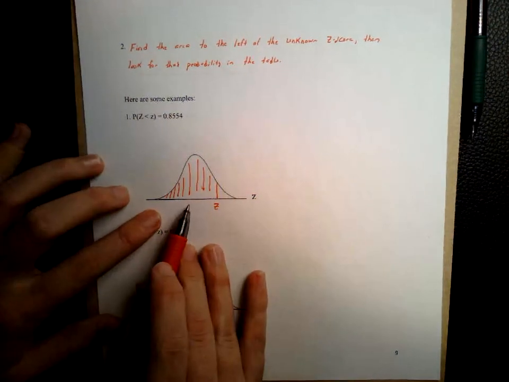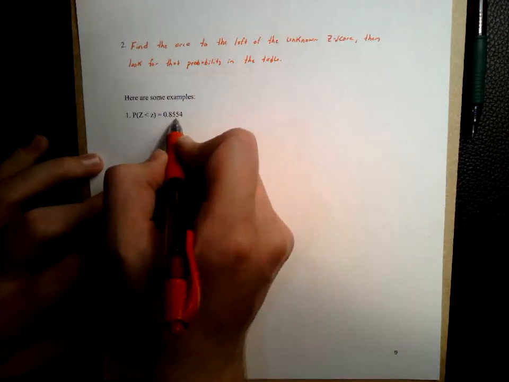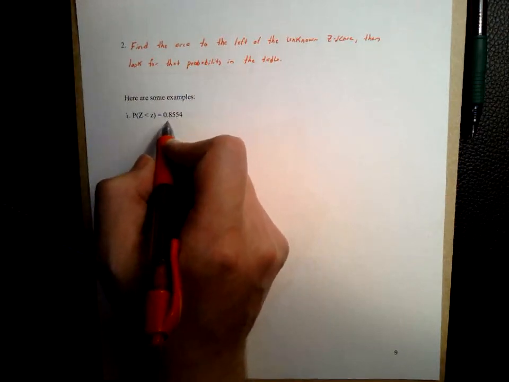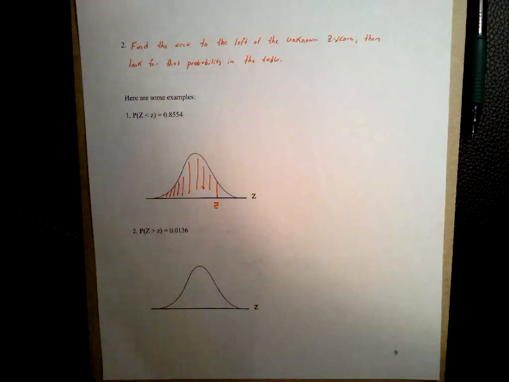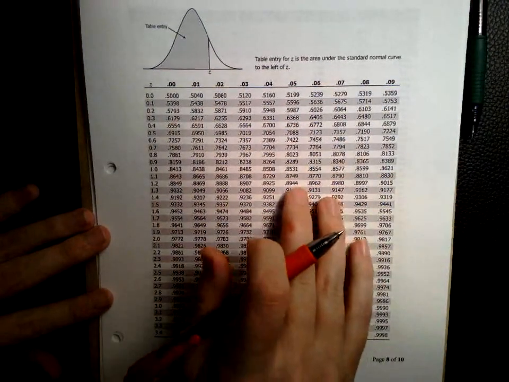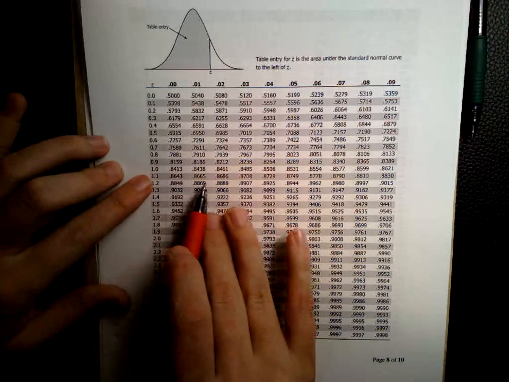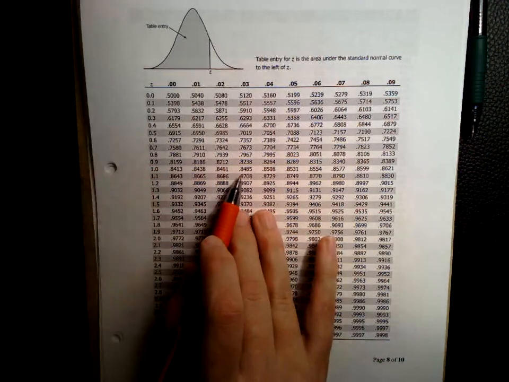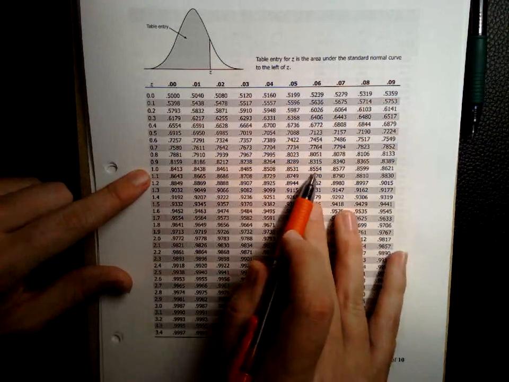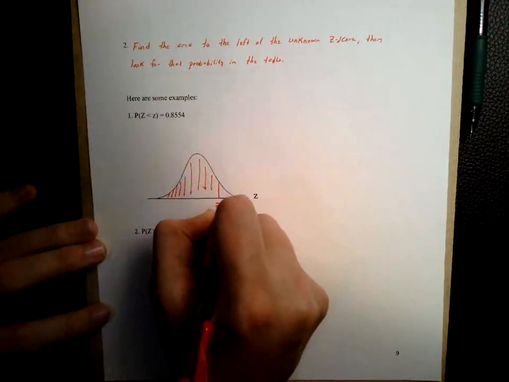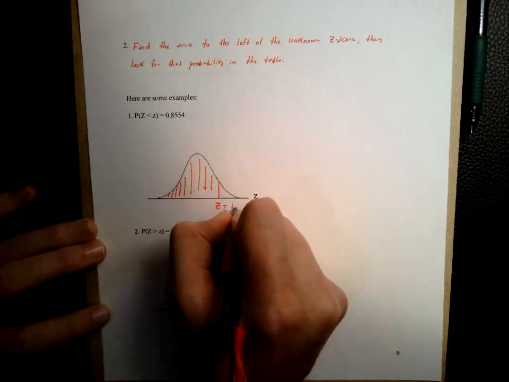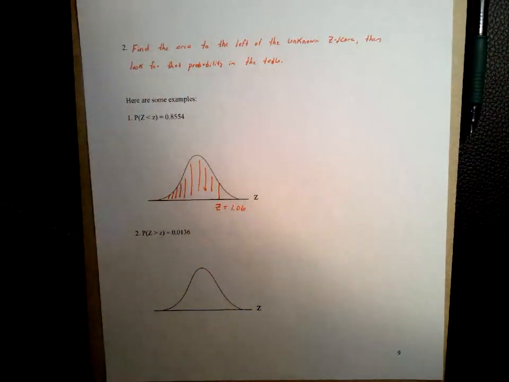Since it's already given us the area to the left here, all we need to do is go look for this area in our standard normal table and look for the associated z-score. And if we do that, we look for 0.8554. Here it is, 1.06. So it's right there. Therefore, this z-score here is equal to 1.06 using the table.